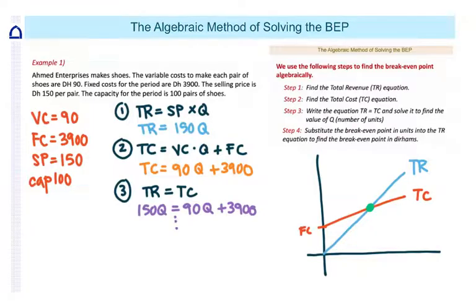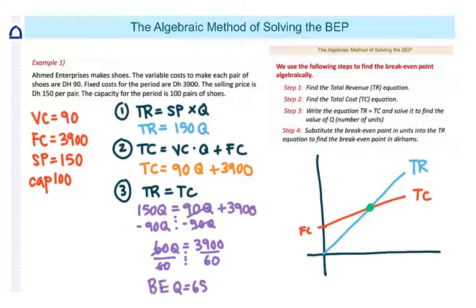So we want to get the Q's together on the left side of the equation. So we'll subtract 90Q from both sides. We'll end up with 60Q equals 3,900. We want to isolate Q all alone, so we will divide both sides by 60, and we will get the quantity equals 65. And it's not just the quantity in this case, this is that special point, the break-even quantity. So we just found that if we sell 65 items, then we will not have a loss and we will not have a profit. We will break even.